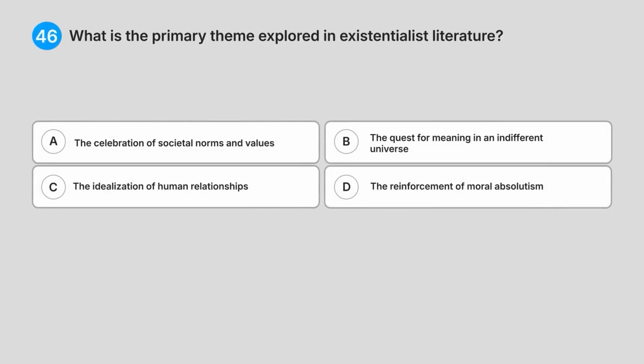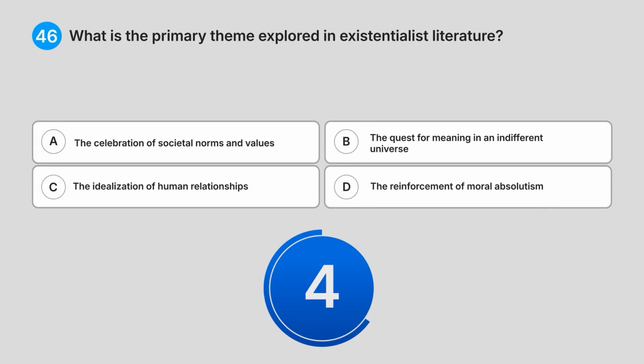46. What is the primary theme explored in existentialist literature? A. The celebration of societal norms and values. B. The quest for meaning in an indifferent universe. C. The idealization of human relationships. D. The reinforcement of moral absolutism. What do you think is the answer?